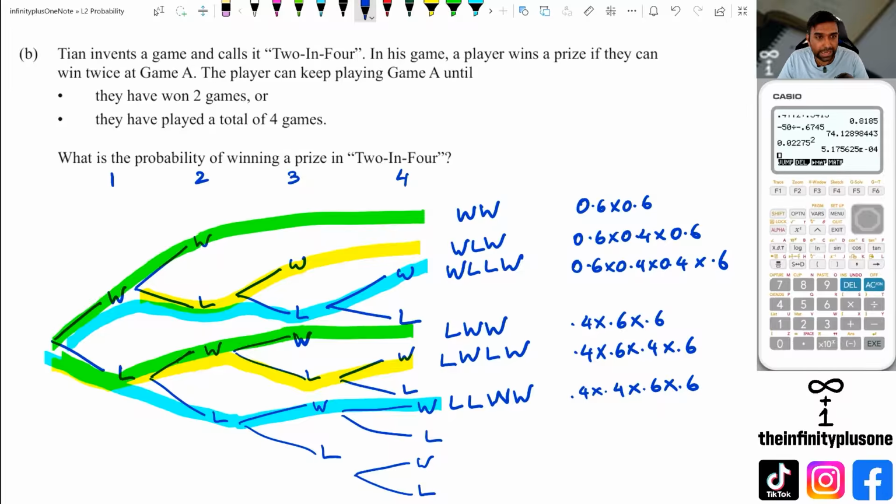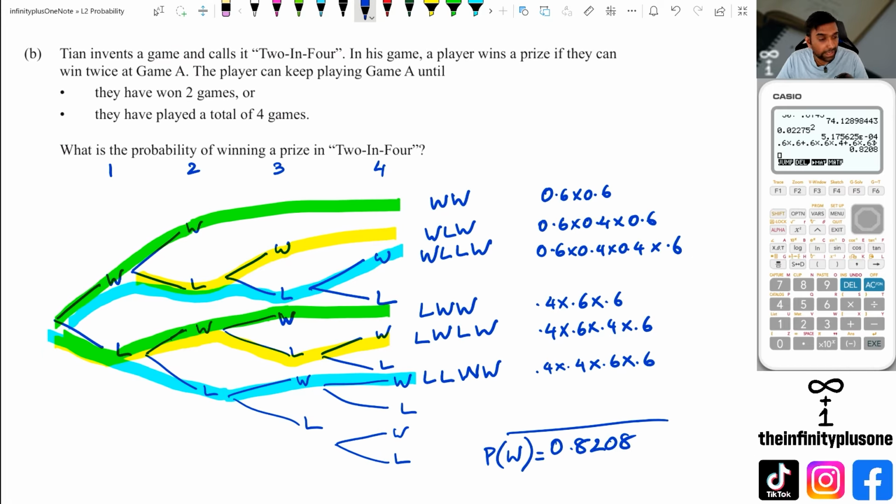And if we add up all of those values, we should get the answer that we're actually looking for. So going into the calculator, we've got 0.6 times 0.6 plus 0.6 plus 0.6 times 0.6 times 0.4 plus, I think I kept track of it, 0.8208. So we are going to get an answer of 0.8208. So the probability of winning in this game is 0.8208.